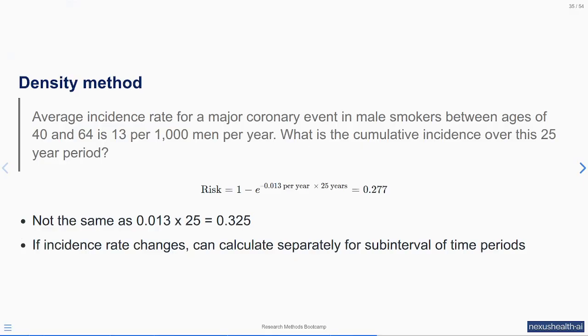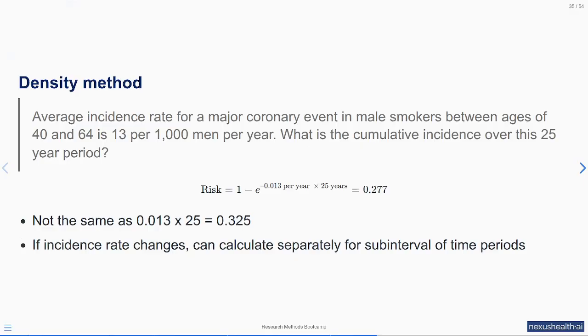And so if you look at that, the risk is given to us by 1 minus e to negative 0.013, which you get there from 13 per 1,000. That works out to minus 0.013. That's per year. And then the time period that we're considering is 25 years. So pretty straightforward. And so that gives us a risk of 0.277. However, if we were to just multiply the rate by the number of years, we get 0.325.